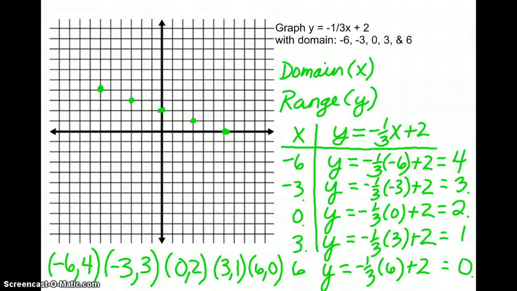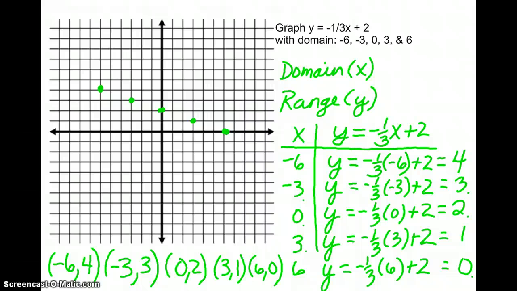We do not connect the dots because we're asked to graph the function with a specific domain, so they stay and remain isolated points. If we were asked simply to graph the function in general, then we would get a line. But in this case, we are restricted by a specific domain.